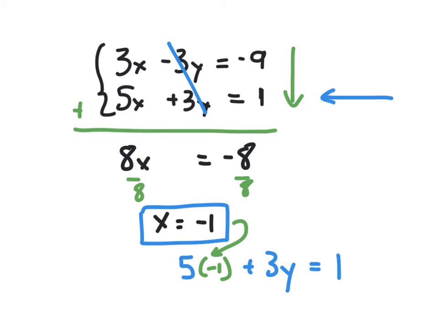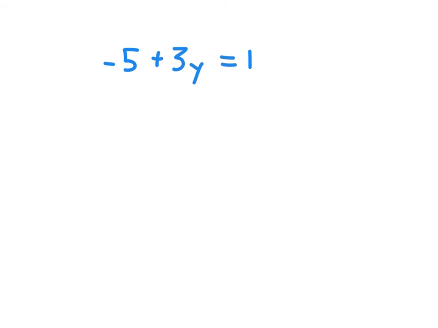Okay, so let's just clean this up a little bit and then we'll get one more slide to finish it off. When I do 5 times negative 1, I get negative 5 plus 3y equals 1. That's the equation we need to solve to get the y value. And we'll do that on a clean slide. So we're solving negative 5 plus 3y equals 1. We're going to use inverse operations. We're going to do plus 5 to both sides.